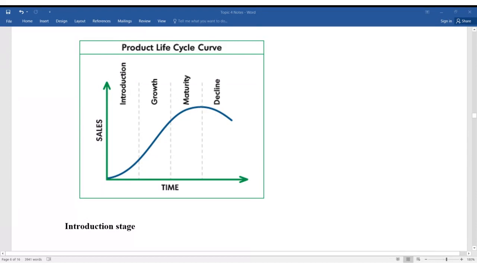Very good. I think I'm going to give us the first assignment. I'm going to set it on the assignment portal. You'll find it there. Use all those 4 areas to analyze product life cycle curve and give examples.